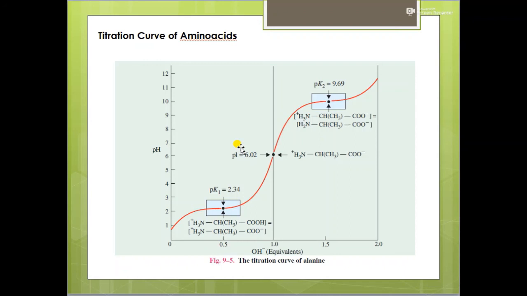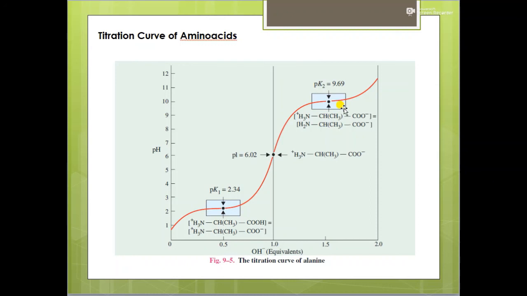Now, why do you have to study this titration? By studying the titration curve, you will get an idea about the pKa values of each of the two ionizing groups, like 2.34 for the COOH group and 9.69 for the NH3 group in the case of alanine. It also tells us that this substance has two ranges of buffering activity: around the pKa at 2.34, and also around 9.69.